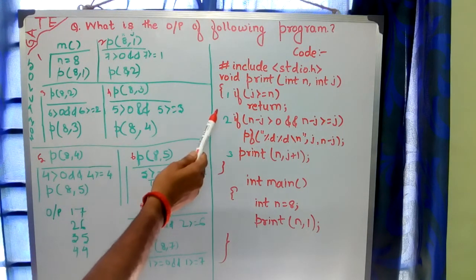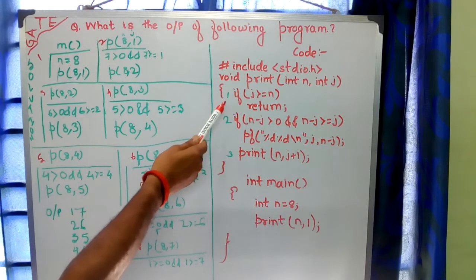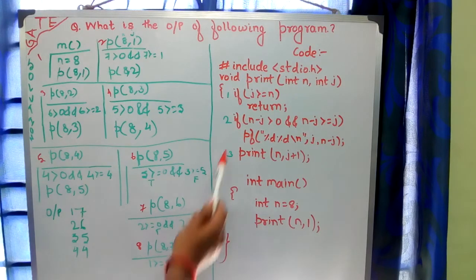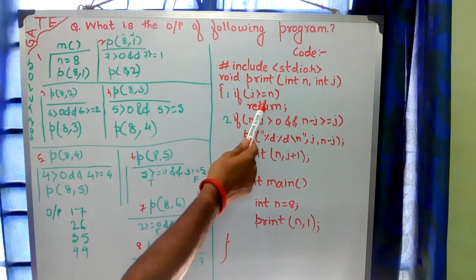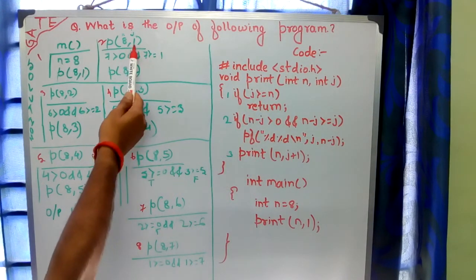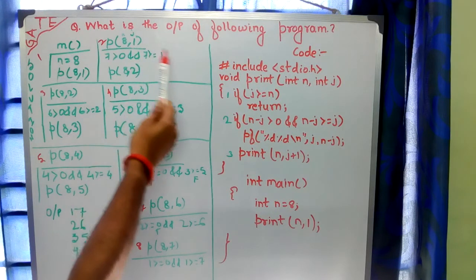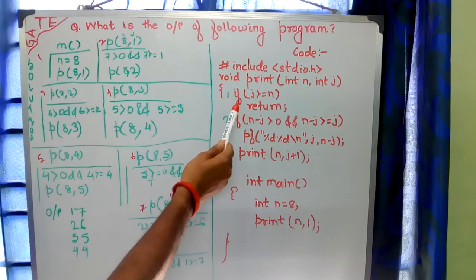Here in the given statement, this is the first statement. I have numbered it so that you can easily identify it. Here j is greater than or equal to n. In this case j is equal to 1 and n is 8. So 1 is greater than or equal to 8? This is false. So this statement will not be executed.